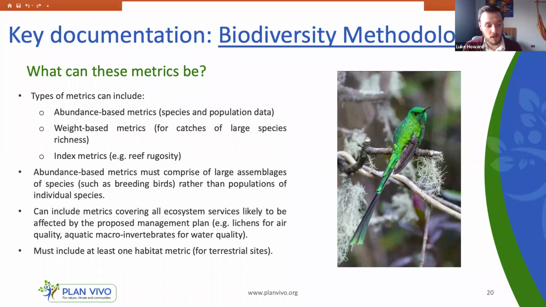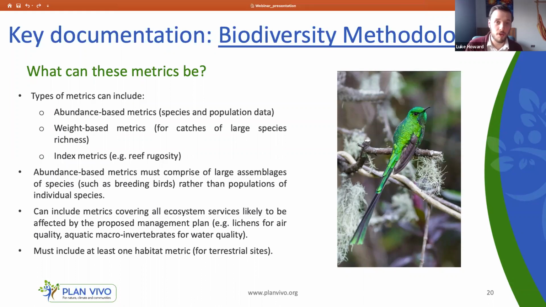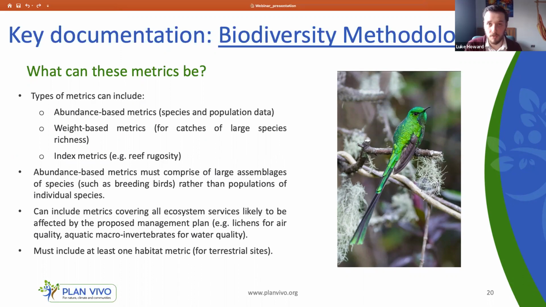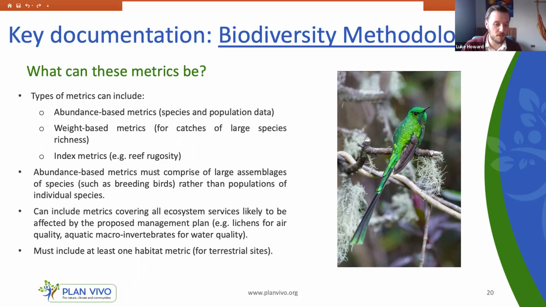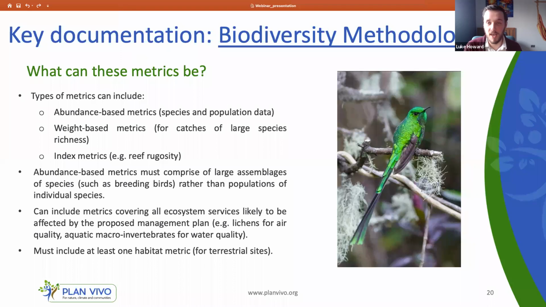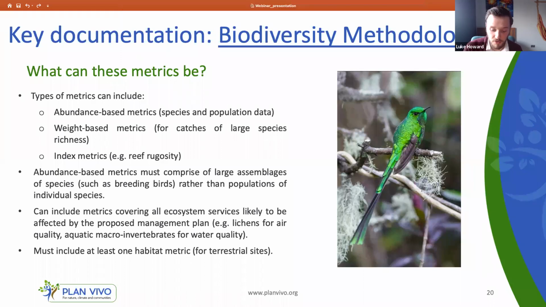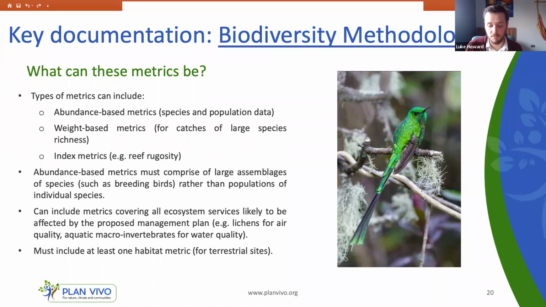And where a project is going to be influencing the ecosystem services within a project area or project region, we would encourage them to select metrics that can cover those ecosystem services that are being influenced. So, for example, if a project is improving air quality, we would encourage them maybe to look at lichen populations and the health of those populations as a metric and indicator of the air quality changing. It should also be mentioned that for terrestrial sites, there must be a requirement of at least one habitat metric so that it gives an indication of the wider ecosystem status.